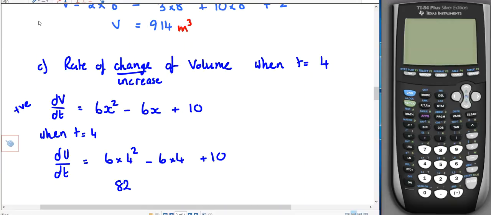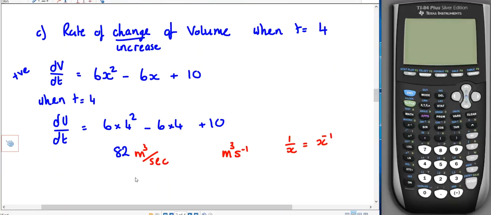And the units are meters cubed per second. Are you all happy, by the way, with the physics thing of doing meters cubed seconds to the minus 1? You recognise that? Because that's like doing 1 over x is the same thing as x to the minus 1. So if it's 1 over seconds, when you write meters cubed per second, it's like doing meters cubed times 1 over seconds. The 1 over seconds is seconds to the minus 1, so it's a different way of writing it, but it's the same thing.